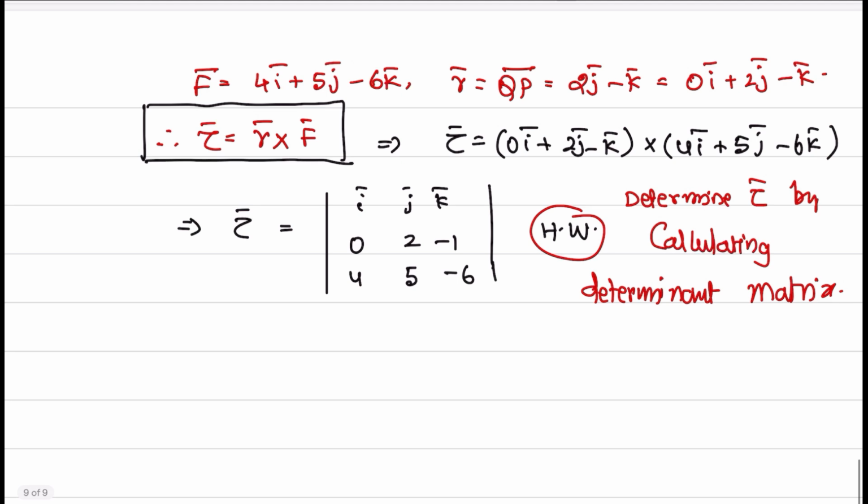This is how mathematics, vector algebra, is going to help you in solving physical problems. With this, I want to close this topic.